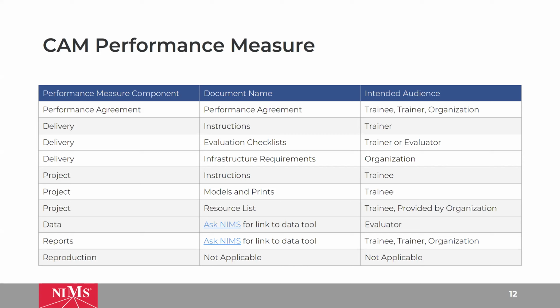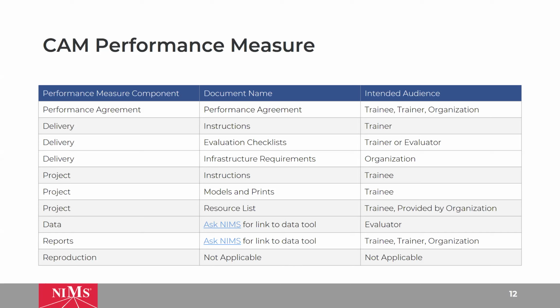For delivery, we have instructions for the trainer. We have evaluation checklists for the trainer or the evaluator. We have infrastructure requirements for the organization. We have projects or a project resource called instructions for the trainee. And we have project resource called models and prints. That's also for the trainee. We have project resource list, which is for the trainee provided by the organization, which gives you a list of available equipment to satisfy the PM.